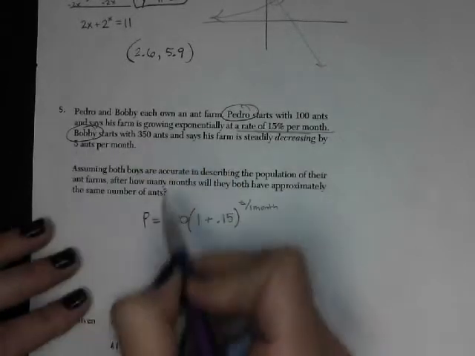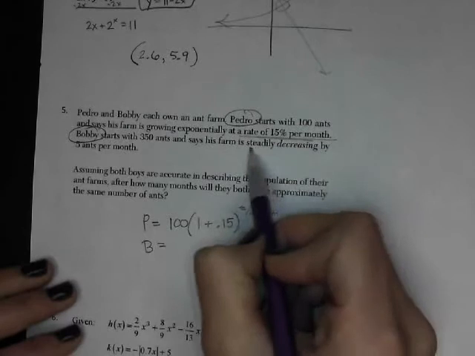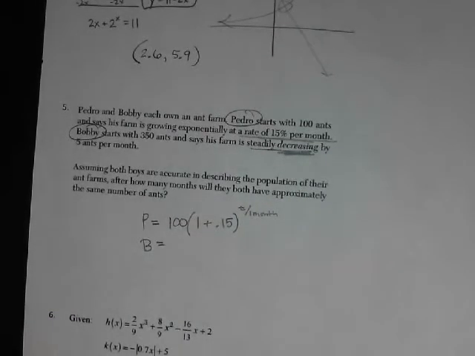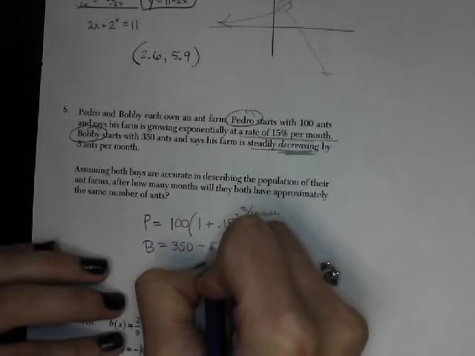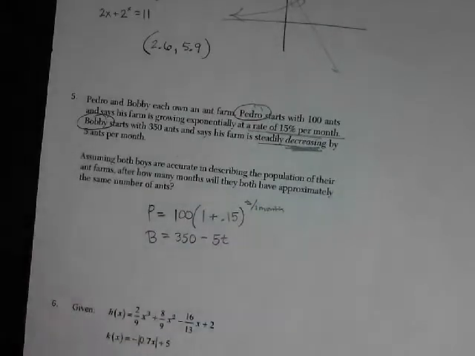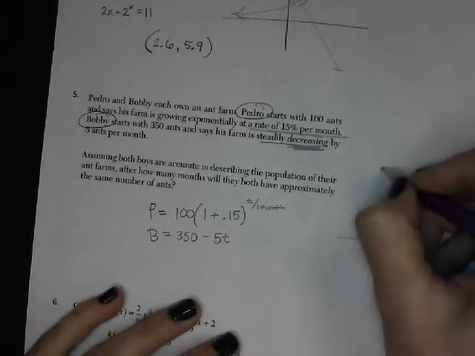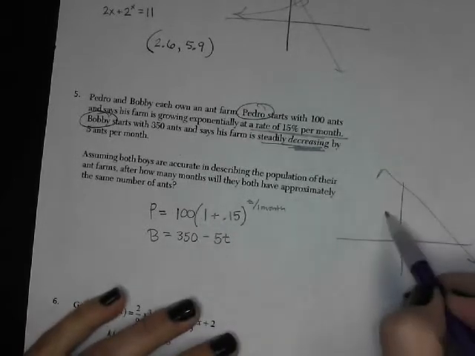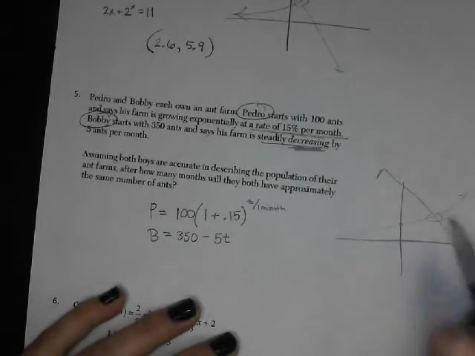Bobby, second guy, starts with 350 ants and says his farm is steadily decreasing by 5 ants per month. Losing 5, losing 5, losing 5. That's linear. So he's starting with 350 and losing 5 ants per month. And again, T was in months. So for Bobby, we've got a linear decline. For Pedro, we've got, starting at 100, exponential growth by 15%. They're going to cross.